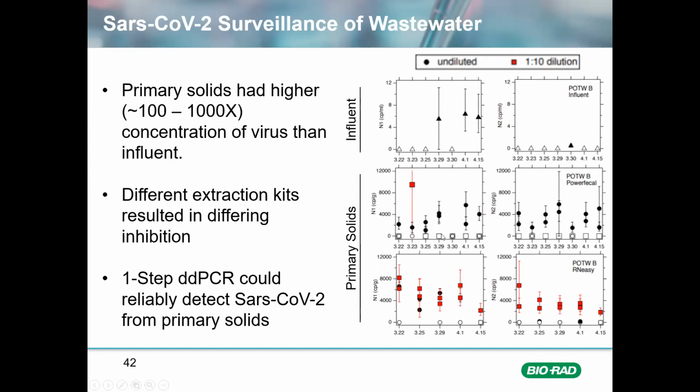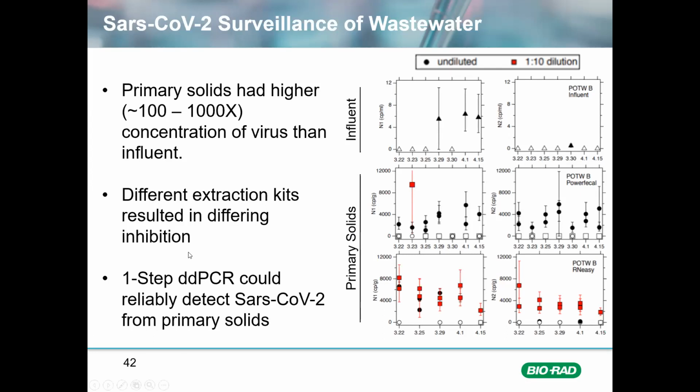However, with primary solids by ddPCR, for both N1 and N2, using 2 different types of extraction kits, they were able to consistently identify the presence of both N1 and N2 in all dates, with the exception of N1 on March 30th, and only the PowerFecal. So from this, they were able to conclude 2 things. 1, primary solids have about 100 to 1,000-fold higher viral concentration than influent samples because they are doing absolute quantification, and 2, different extraction kits have different levels of inhibitors and different sensitivity when detecting SARS-CoV-2.